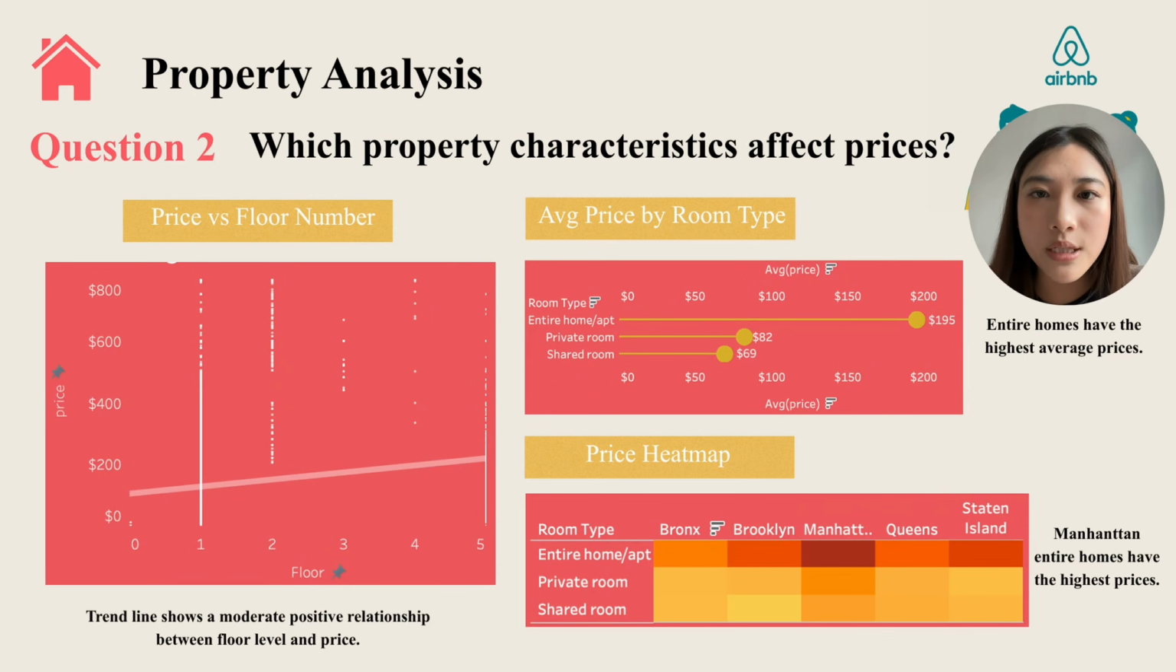Second, the lollipop chart compared average price across the different room types. It clearly showed that entire rooms had the highest average prices, followed by private rooms and shared rooms.